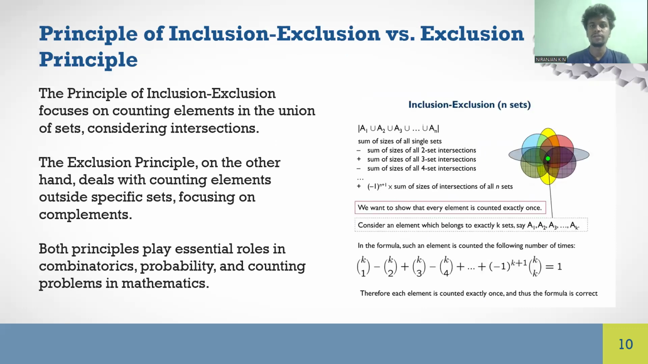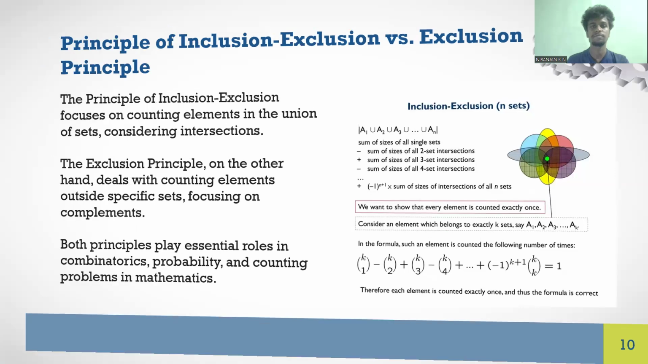So what is the difference between the inclusion and exclusion principle and just the exclusion principle? The principle of inclusion and exclusion focuses on counting the elements in the union of sets, considering intersections. The exclusion principle, on the other hand, deals with counting the elements outside the specific sets, focusing on complements. Both principles play essential roles in combinatorics, probability and counting problems in mathematics.